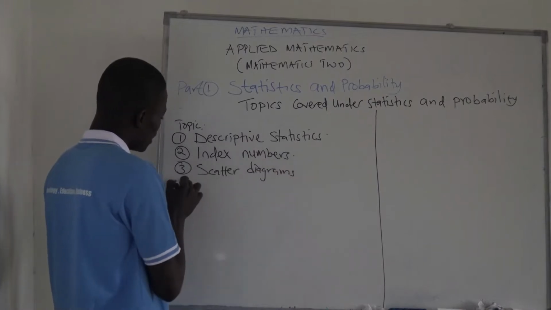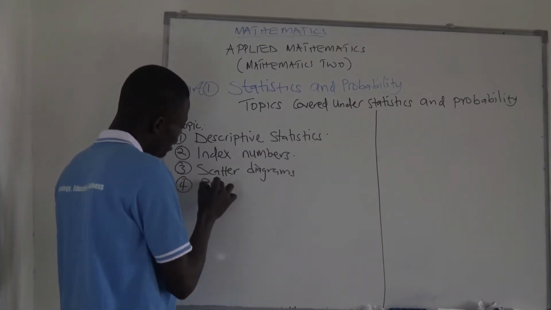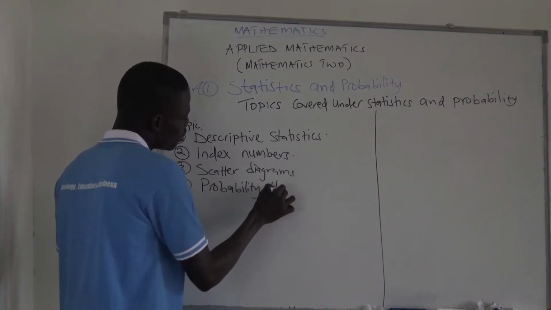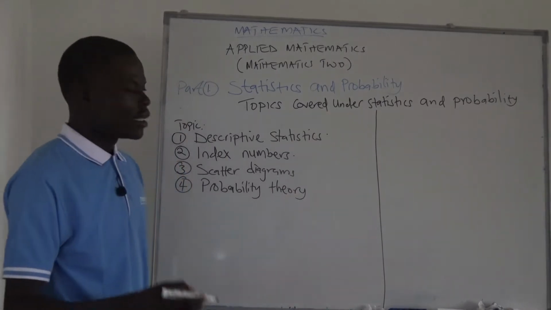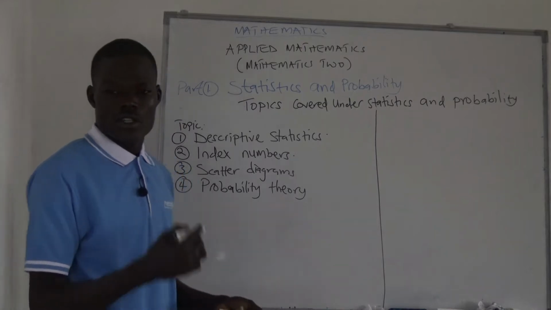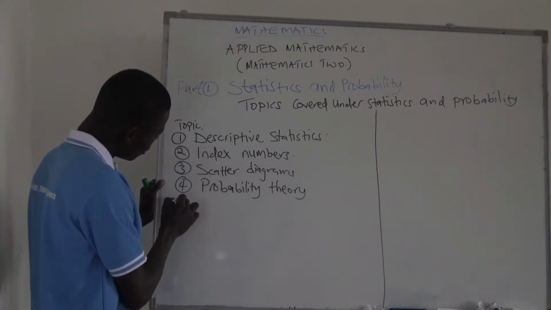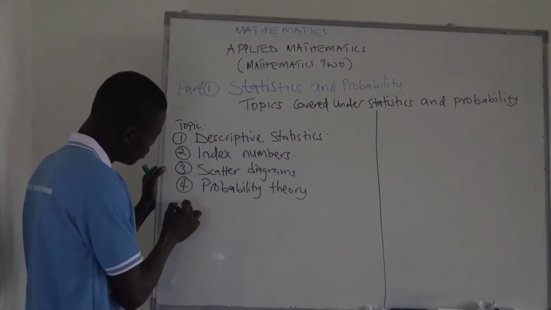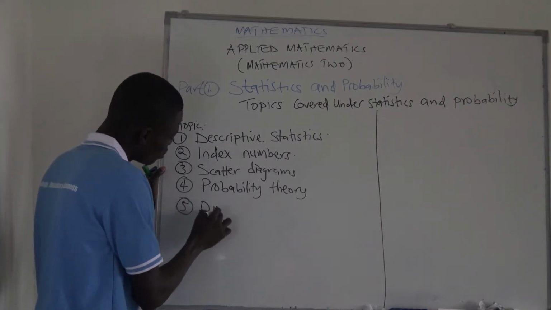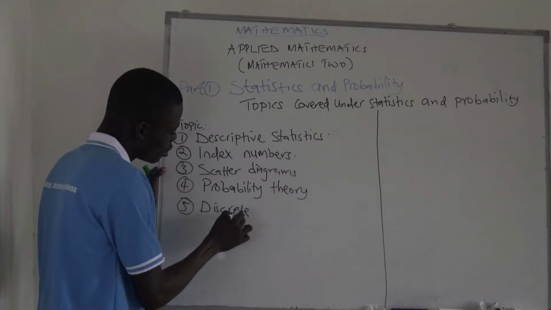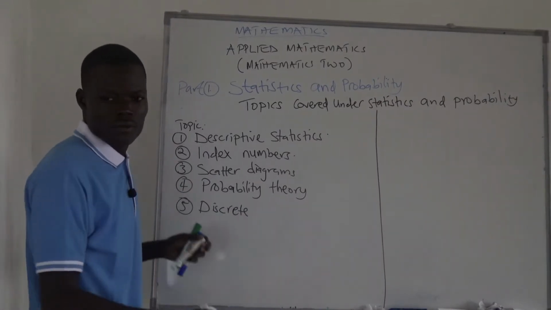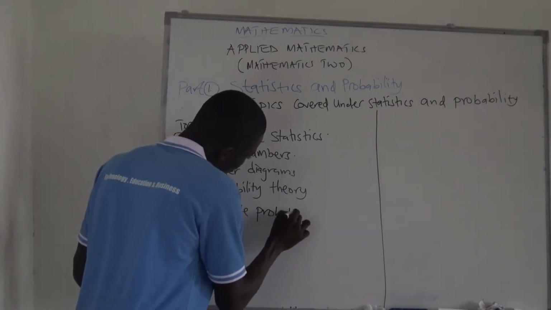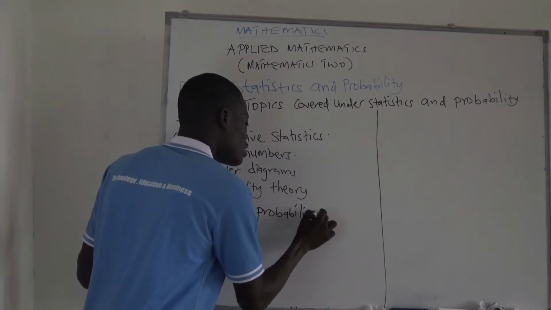The fourth one will be probability theory, and then the fifth topic is called discrete probability distribution.